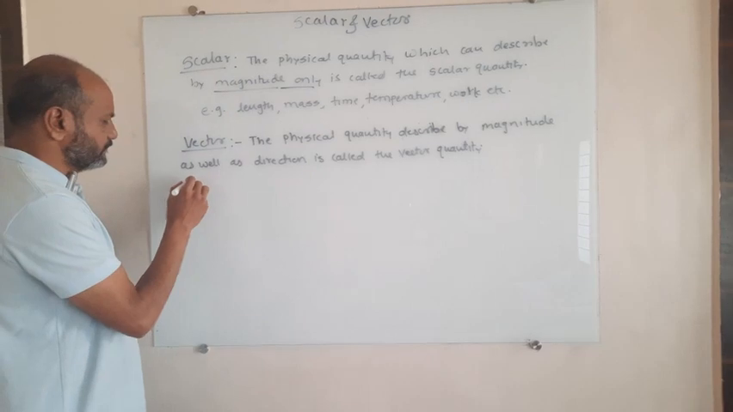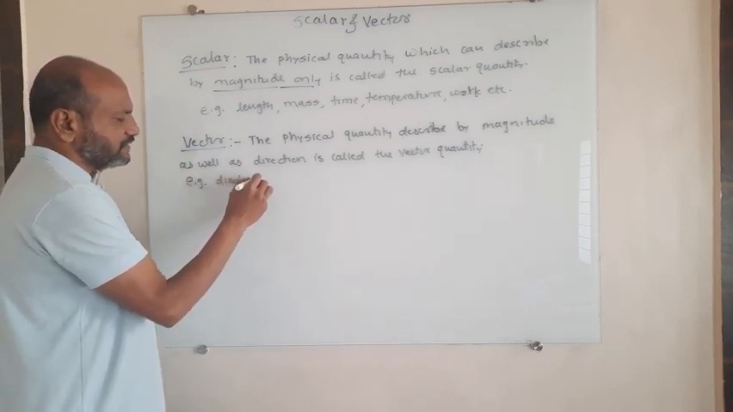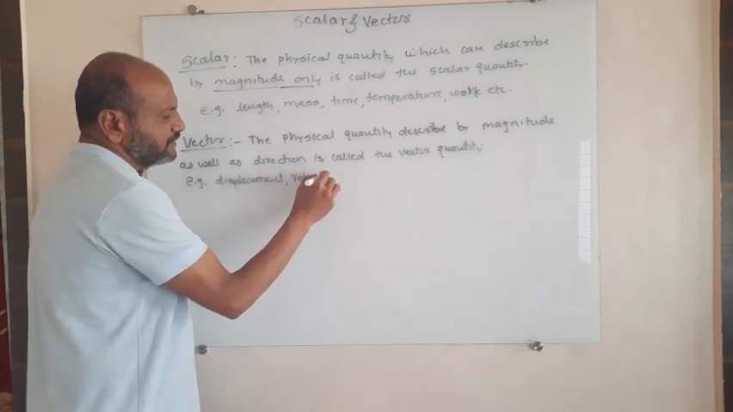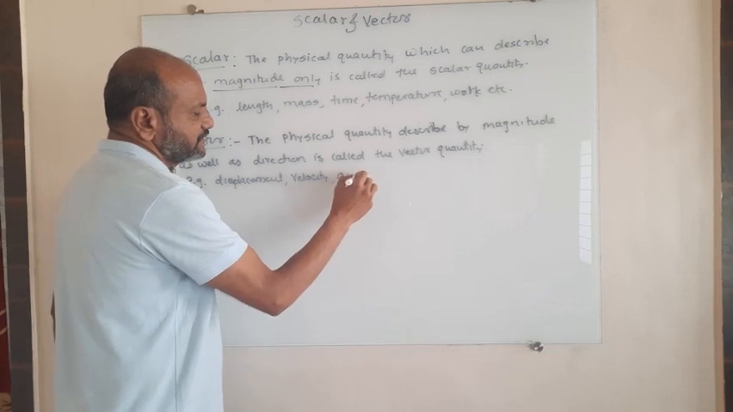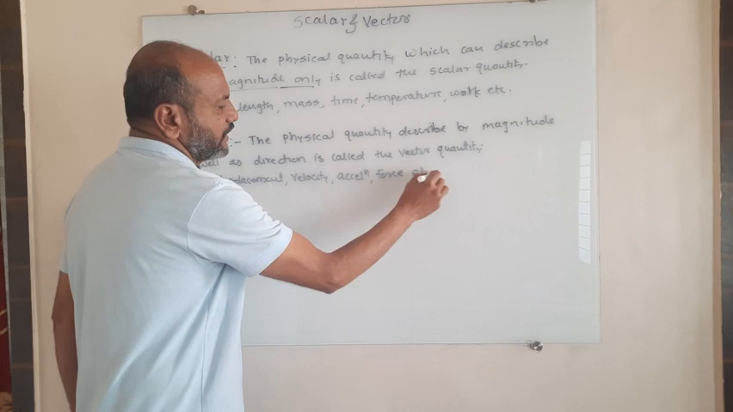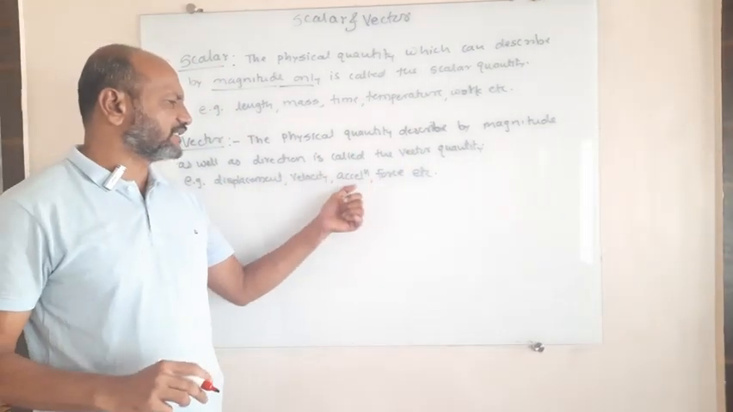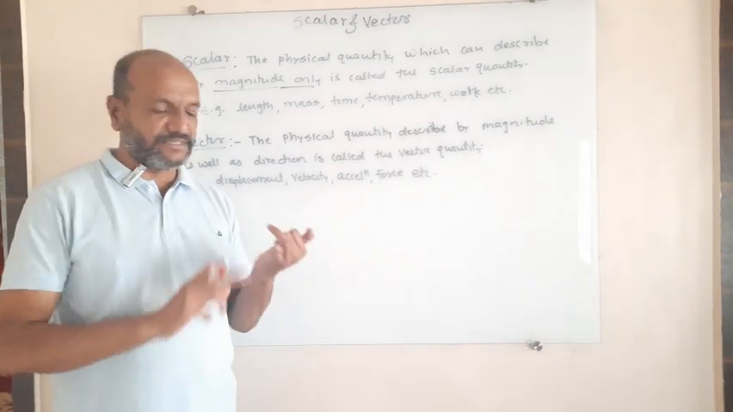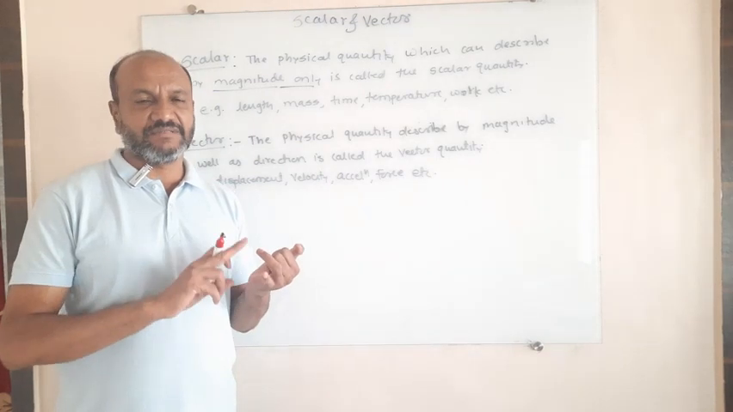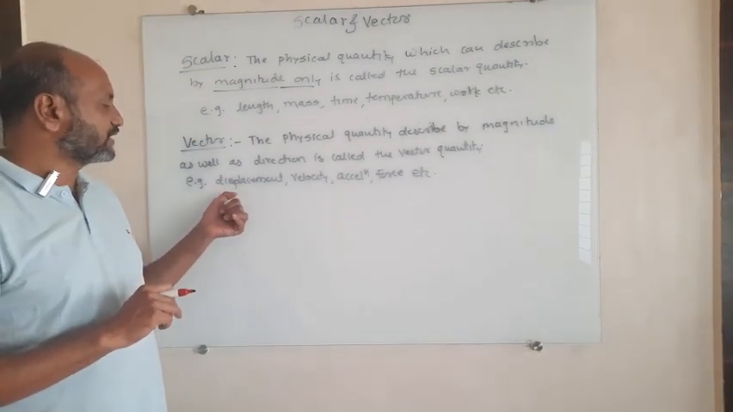For example, displacement, velocity, acceleration, force, etc. To explain displacement, velocity, acceleration, force, it is necessary to have magnitude as well as direction. Therefore, these quantities are vector quantities.